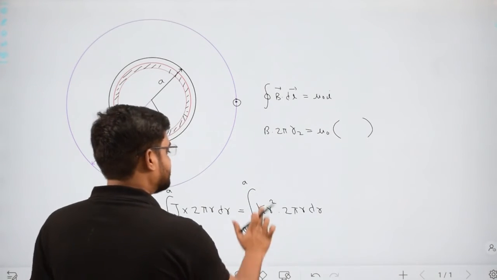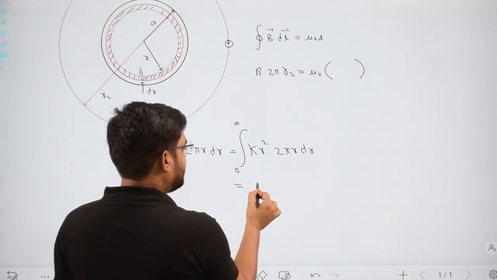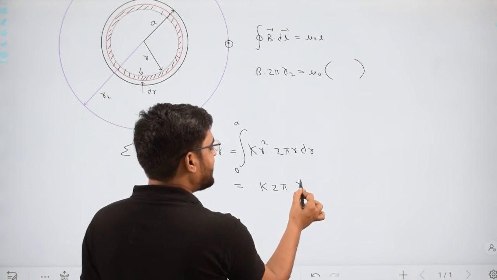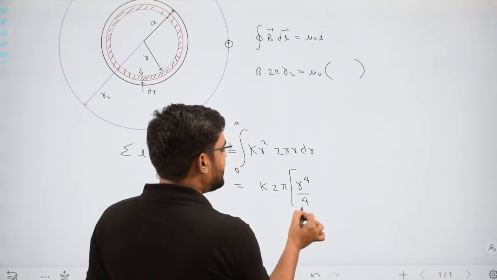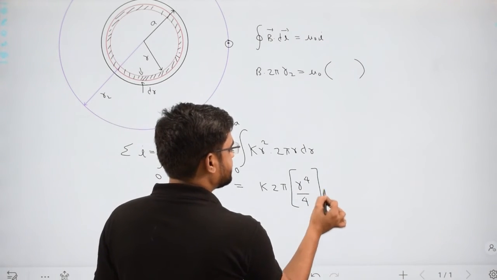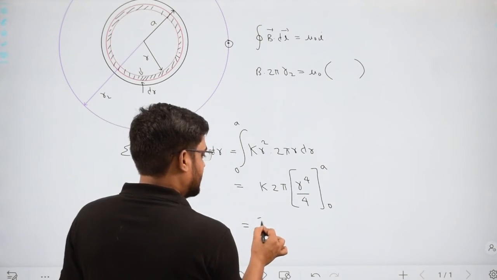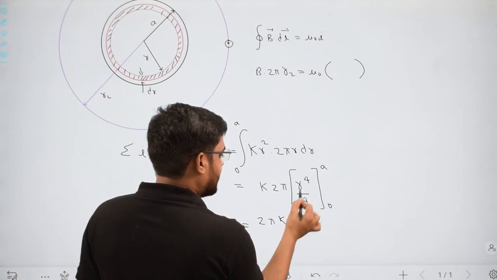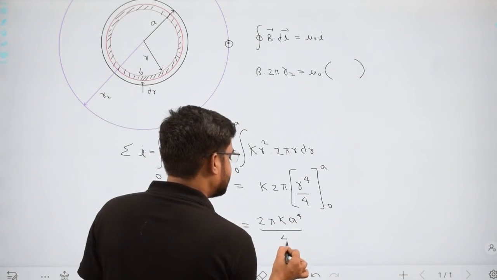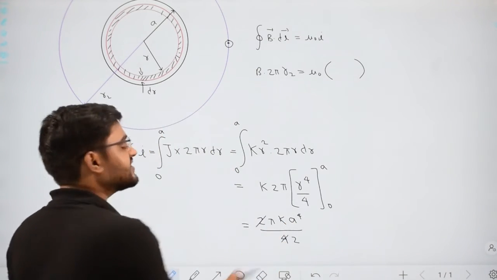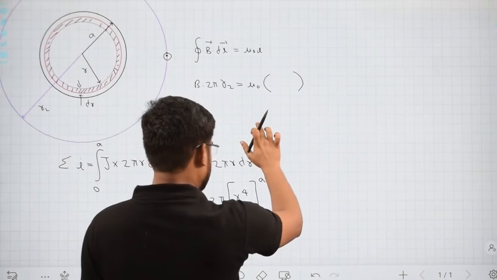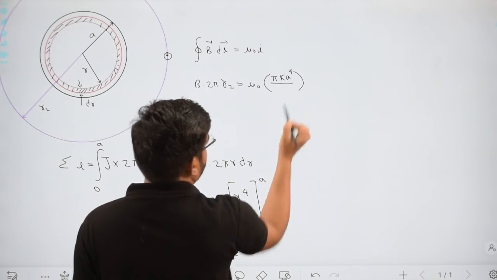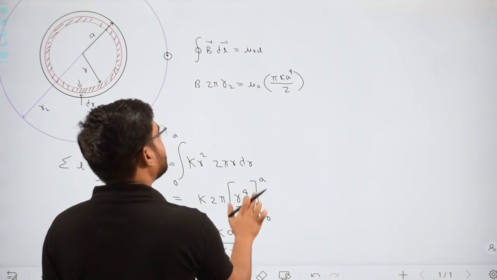We are getting k constant, 2 pi constant, and this is r cube. Integration of that is r raised to 4 by 4, and the limit is 0 to a. So we will get 2 pi k a raised to 4 by 4. You can just cancel this out, this is 2. So this is the sum of all the currents. Now put it in this expression. It is pi k a raised to power 4 by 2. That's the sum of all the currents.